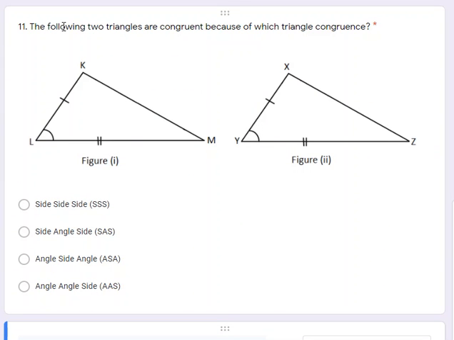Question 11. The following two triangles are congruent because of which triangle congruence? So how are triangles KLM congruent to XYZ? Is it by side, side, side? Is it by side, angle, side? Is it angle, side, angle? Or angle, angle, side?